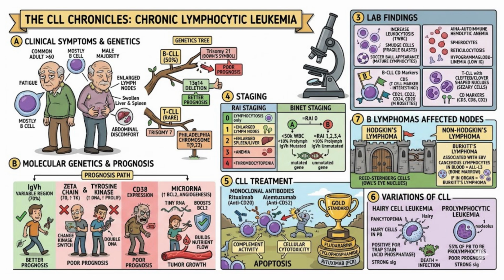typical patient as male and over 60 years old, suffering from symptoms such as fatigue, generalized abdominal discomfort due to and swollen liver and spleen. This initial analysis is linked to a genetics tree, which branches into key prognostic indicators, distinguishing the more common B-cell CLL with specific chromosomal deletions from the rarer T-cell variations and their associated genetic risks.